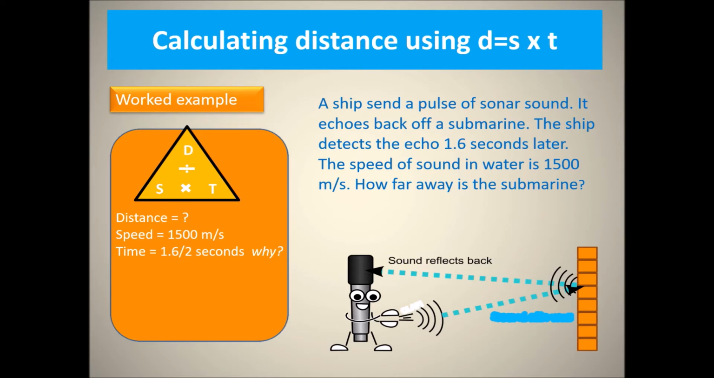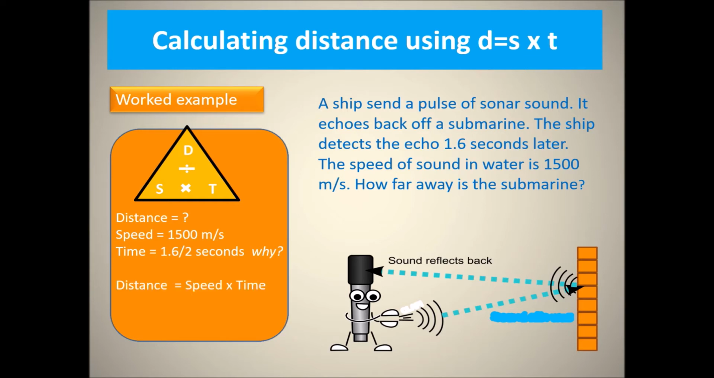So this is a worked example, so I've given you the formula. We want to find the distance, how far away, so we cover up the distance, and the formula is speed times time. And there it is as well, distance equals speed times time. When I do sums like this, I write down the 3 numbers from the formula. So we need to find the distance, a question mark. We've been given the speed, 1,500 meters per second, and the time, 1.6 seconds. And remember, for the same reasons as before, we have to divide by 2, otherwise we get twice the distance away.